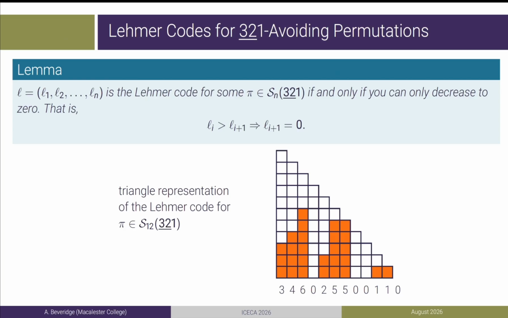Now let's characterize the lemma codes for 32-1 avoiding permutations. We have shown that every decrease in the lemma code must go all the way to 0, and this is an if and only if condition. We find the visualization on this slide very helpful. We start with the staircase shape and fill in the columns corresponding to the value of the lemma code. As this example shows, the lemma code consists of weakly increasing subsequences separated by one or more zeros.